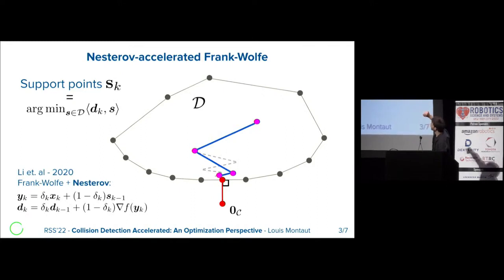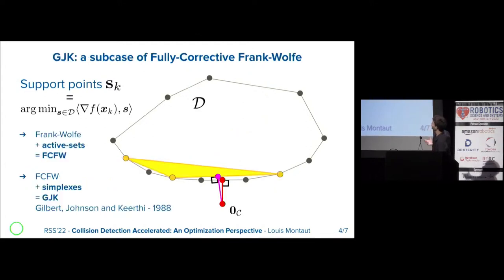The first one is the so-called Nesterov-accelerated Frank-Wolfe algorithm, which is a recent work by Li et al., in which the authors modify the Nesterov acceleration of gradient descent to suit it to the Frank-Wolfe setup. Intuitively, the authors add inertia to the gradient, which generates a different sequence of support points, which hopefully reaches the optimal solution faster.